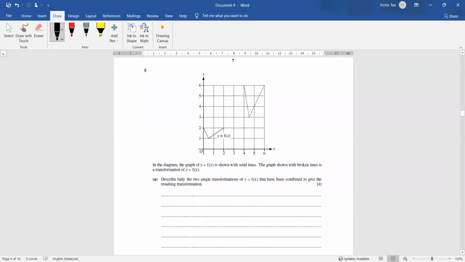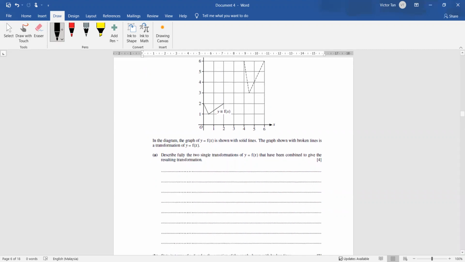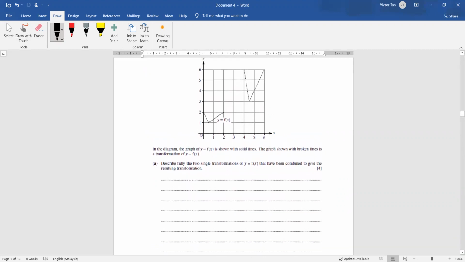Another new question starting from 2020. Graph transformation. In the diagram, the graph of y equals f(x) is shown with solid lines. The graph shown with broken lines is a transformation of y equals f(x). Describe fully the 2 single transformations of y equals f(x) that have been combined to give the resulting transformation.